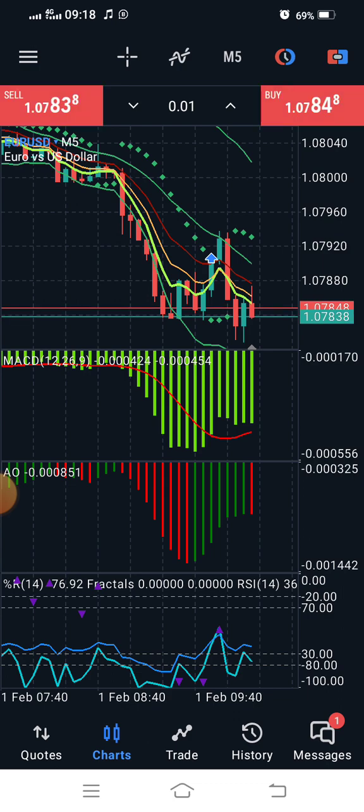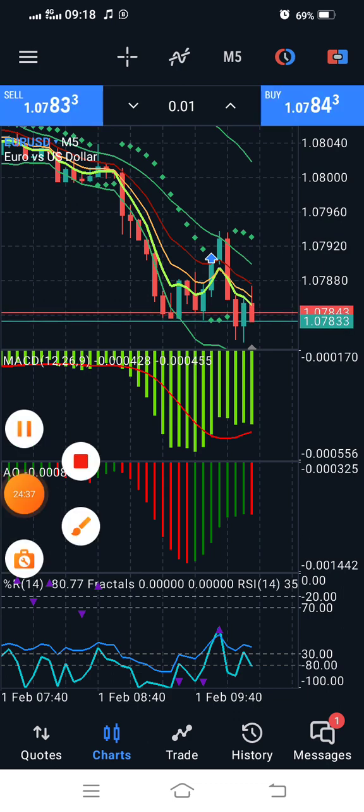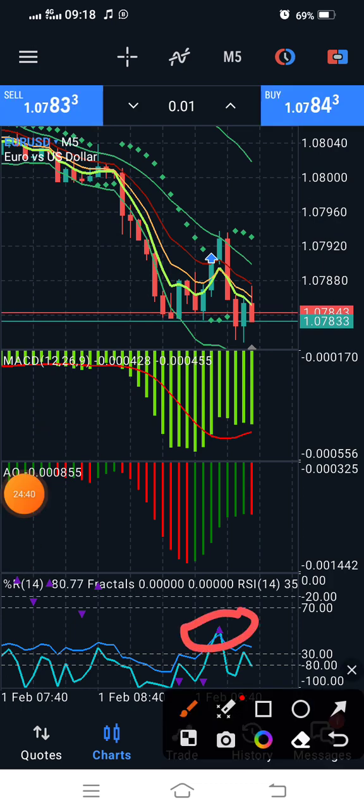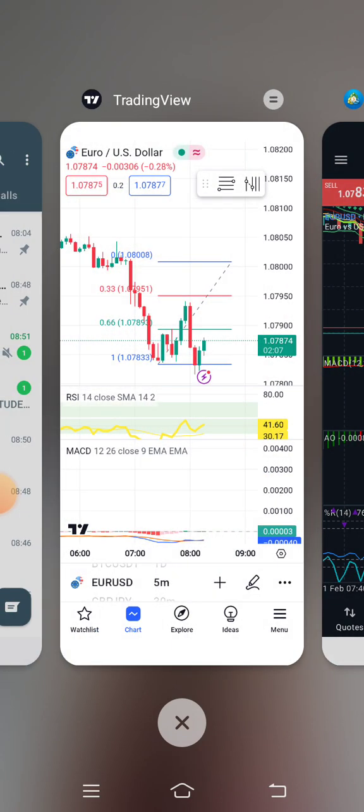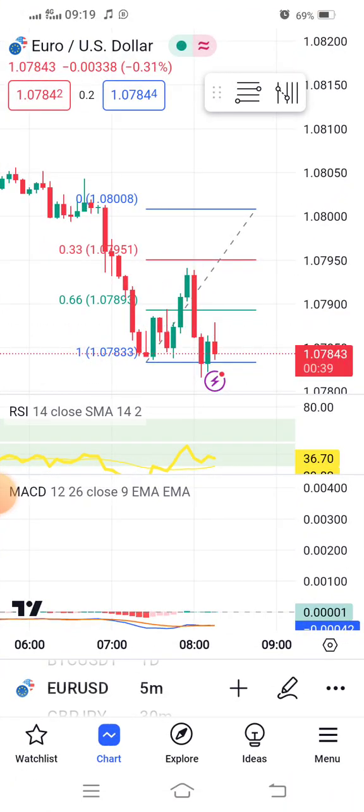For the fractals, once it's pointing up, like you can see here, that's why the market is going down. Anytime it's pointing down, the market is going up. Anytime it is pointing up, the market is going down. So the fractal works hand in hand with the RSI. You must use your trading view to confirm buy orders as well as sell orders. It's so important. The general trend of today's market is bearish, so we'll have more sell orders winning the race than buy orders.